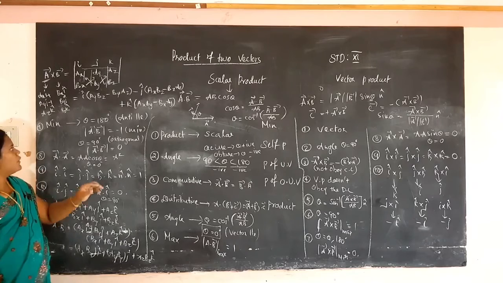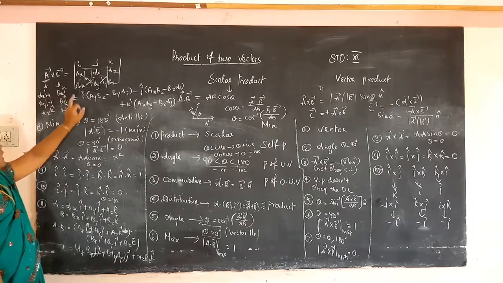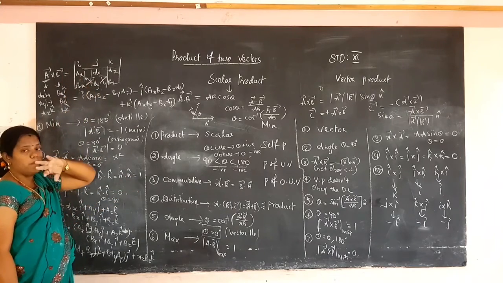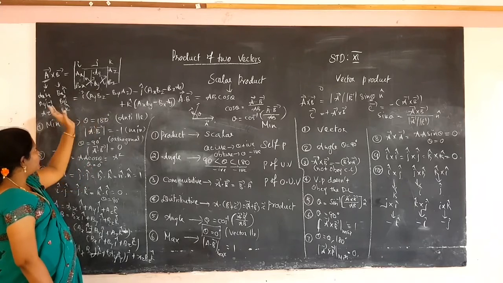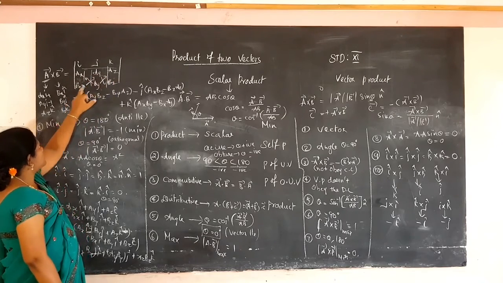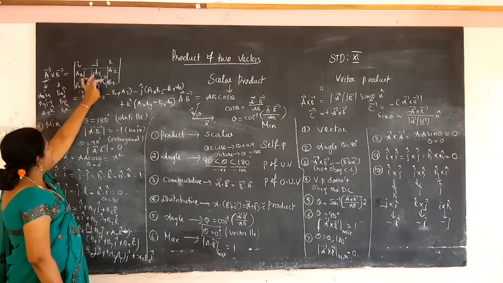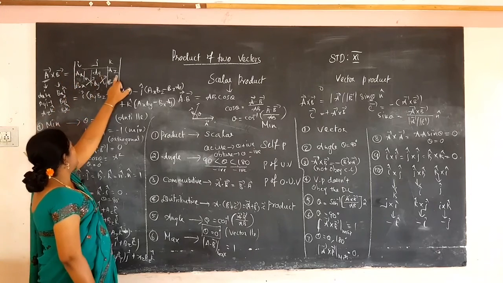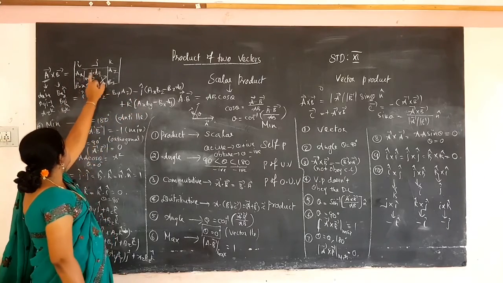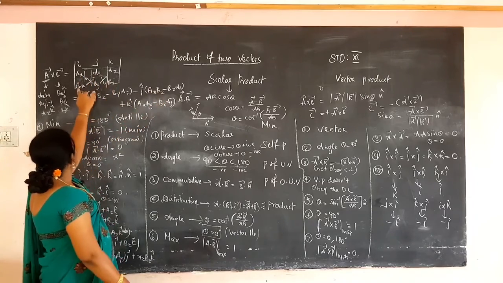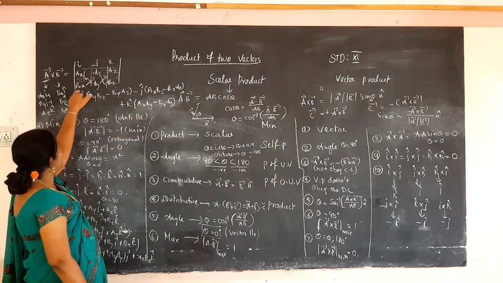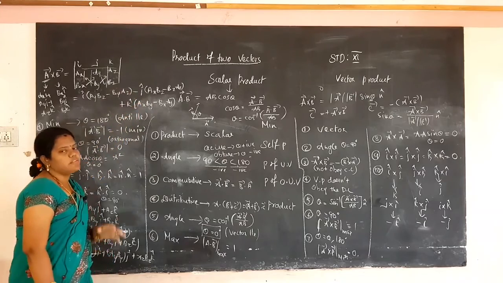Then in the vector form, a cross b is written in matrix form, taking i j k in the first row. You already learned matrices in the 10th standard, so you can easily find it. The second row is ax ay az, and the third row is bx by bz. So i into (ay bz minus by az), minus j into (ax bz minus bx az), then plus k into (ax by minus bx ay). So this is the vector product of two vectors.